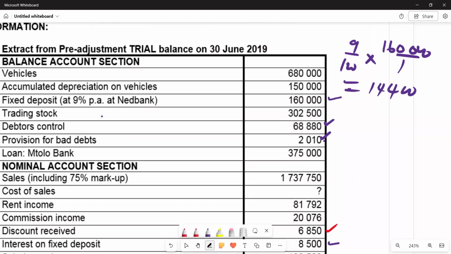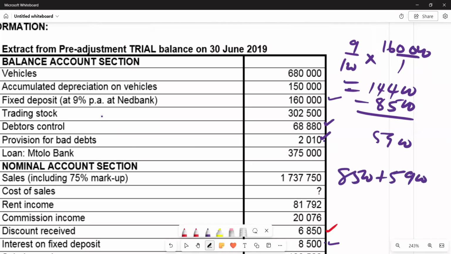But what was received is only 8,500 here. So it means the other part was in accrual or owing. So we can subtract that, find the size or the magnitude of the owing. So we say 14,400 minus 8,500, and there you're going to get your 5,900. So as you present it now in the income statement, we are going to say 8,500 that was received plus what was still owing, which is 5,900. And we arrive at 14,400 for the period.